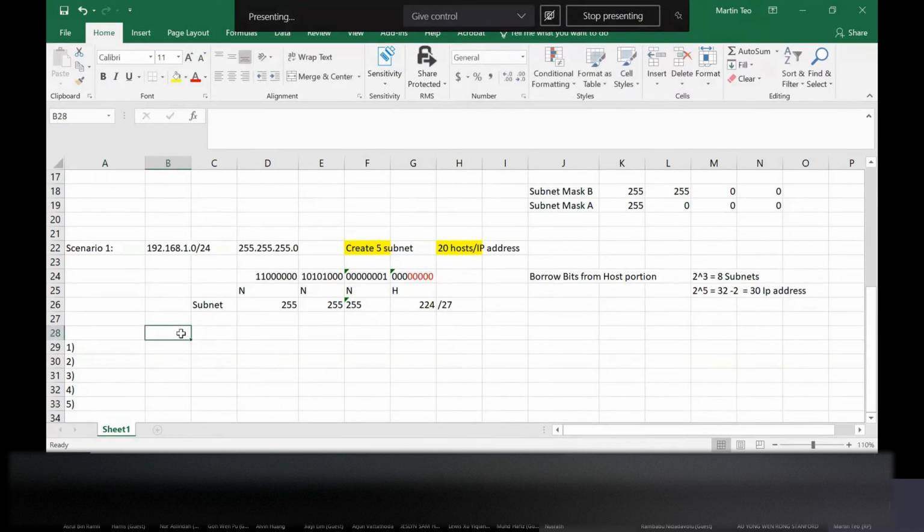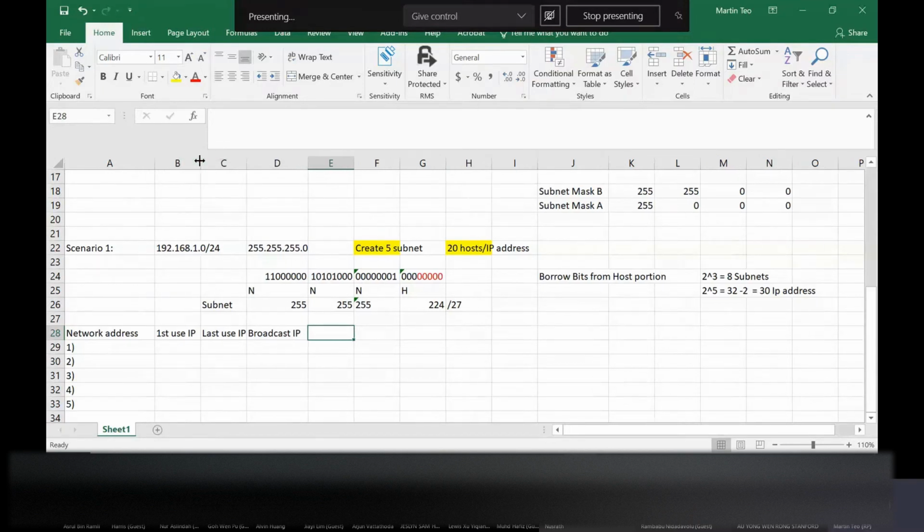Okay, then this will be the network address. Then this will be the first usable IP address. Then we have the last usable IP, and then we have the broadcast. Remember the broadcast IP address. So that's why we minus 2, 1 for the network, 1 for the broadcast. Okay, so over here we can start to populate this down.